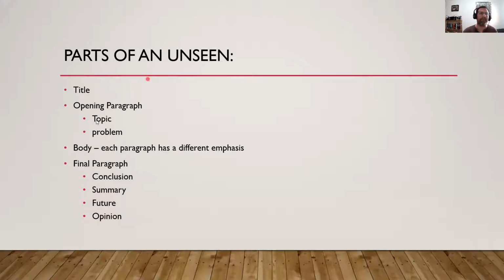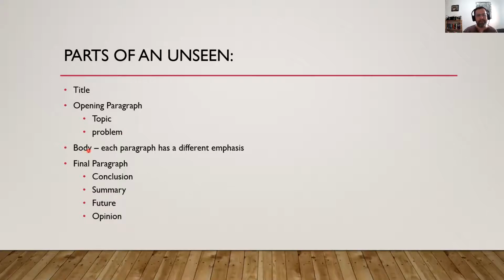The next thing you have is the opening paragraph. The opening paragraph is the first paragraph of an unseen, and it will tell us what the topic or the problem that the unseen is going to tell us about. Then we have the body.